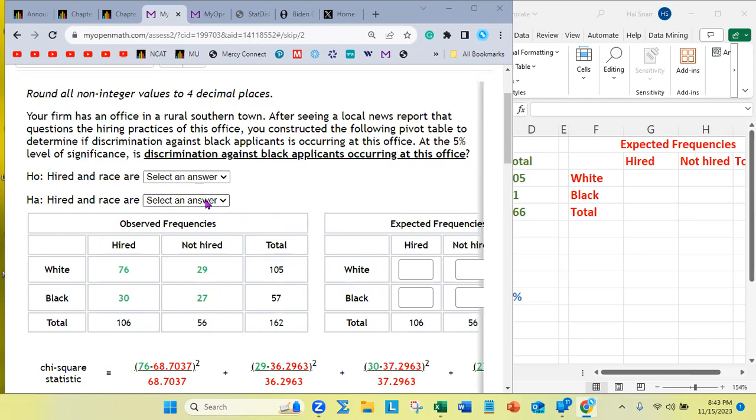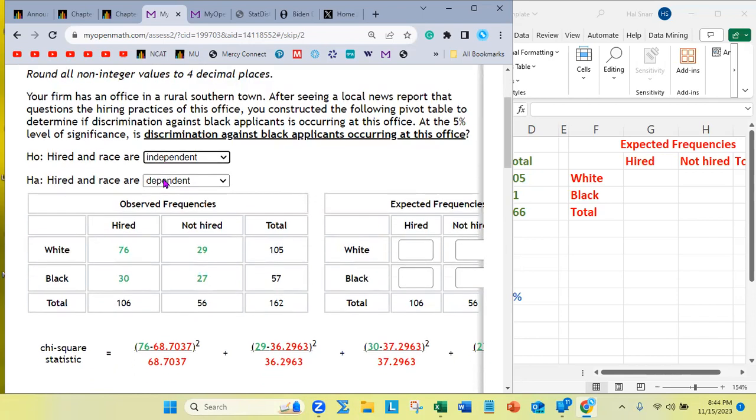Now, the alternative hypothesis is that there's a dependency, right? Hired and race are dependent on each other. The null hypothesis is independent. Okay, so hired and race are independent in the null hypothesis.